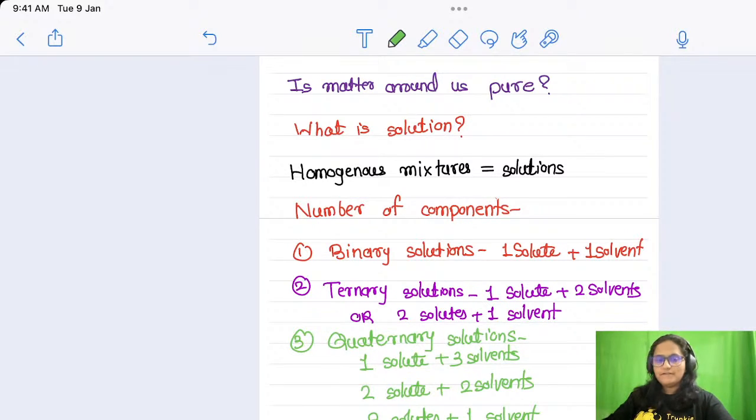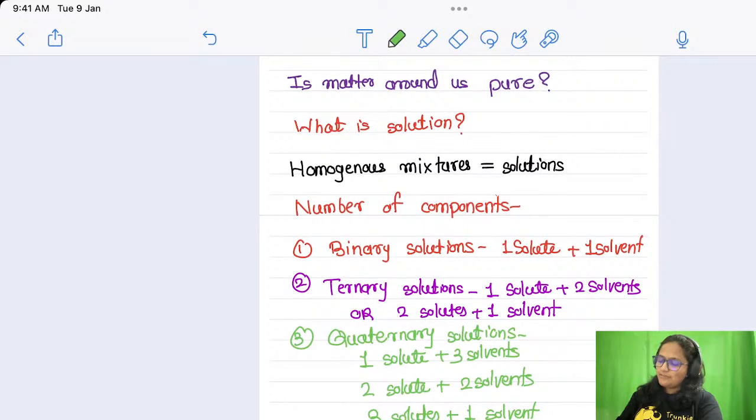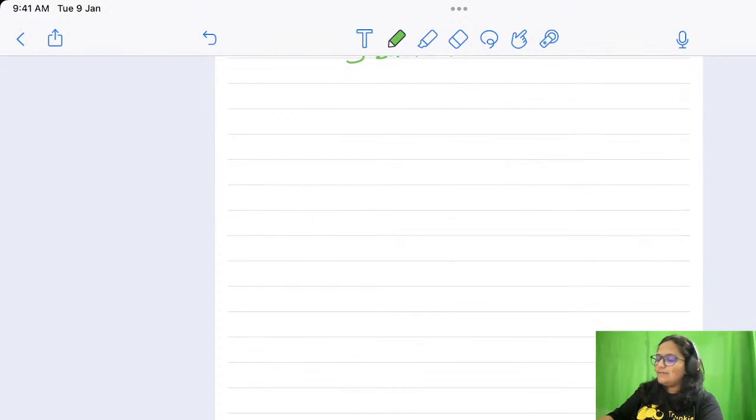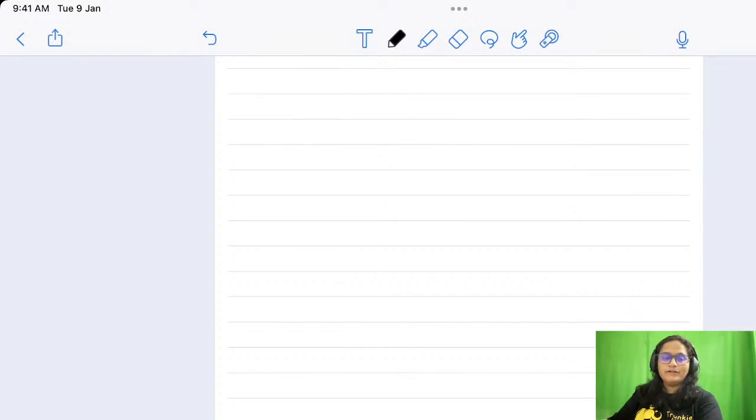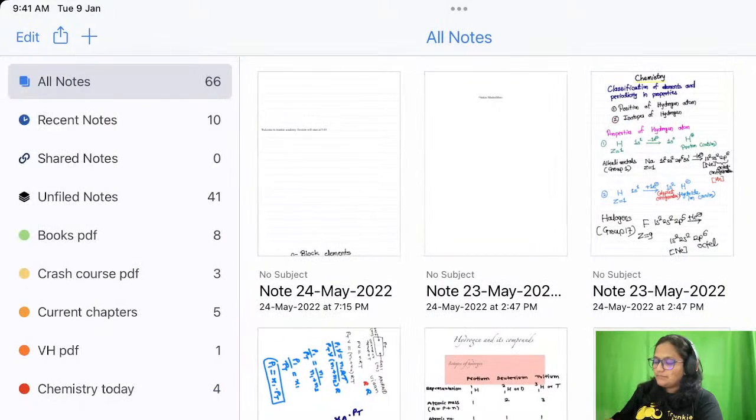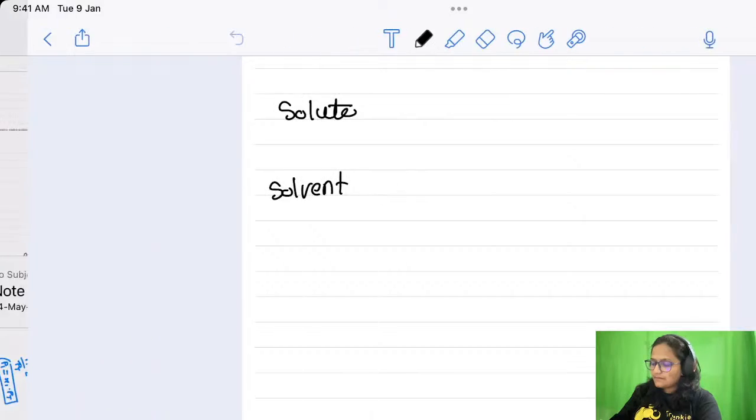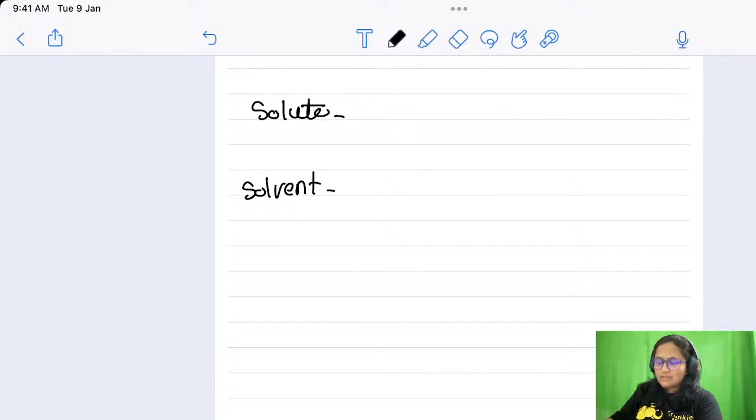Okay, yes, so this is the first type of classification, on the basis of the number of particles. Now for the second classification of solutions, we are going to see the binary solutions only. Binary solutions will have only one solute and one solvent, right? Before discussing that, I will tell you the meaning of solute and solvent. These are the two components of the solution, right?